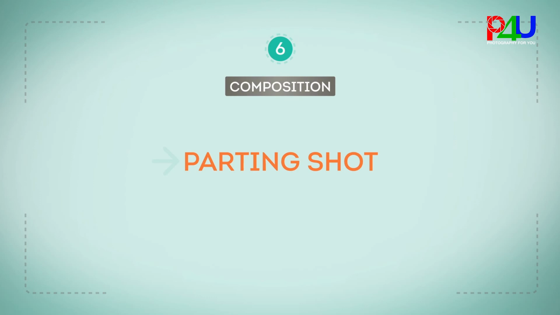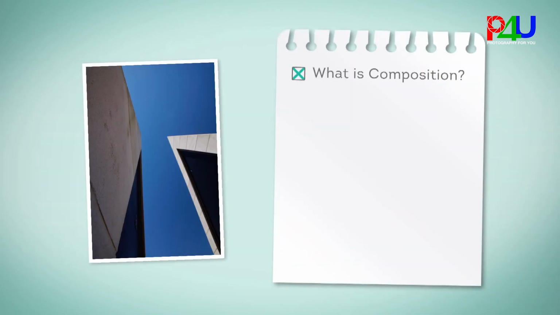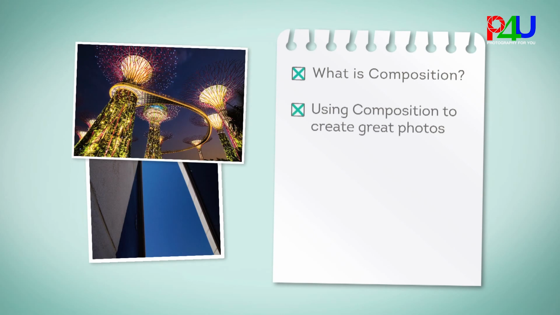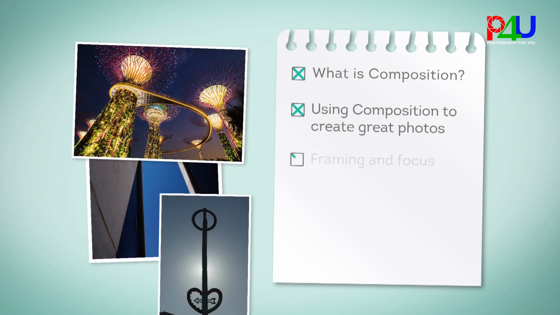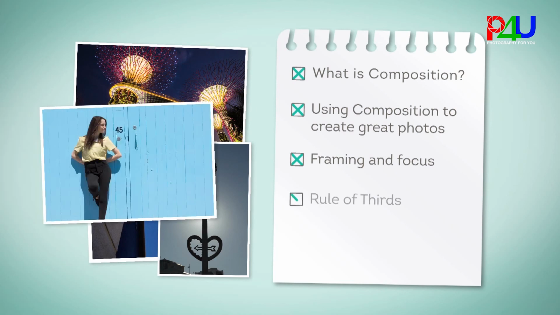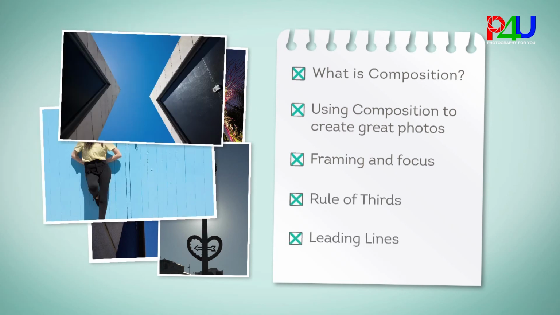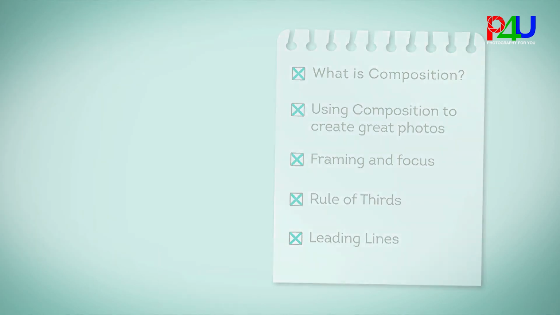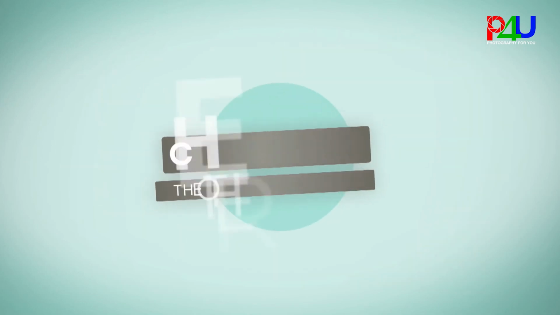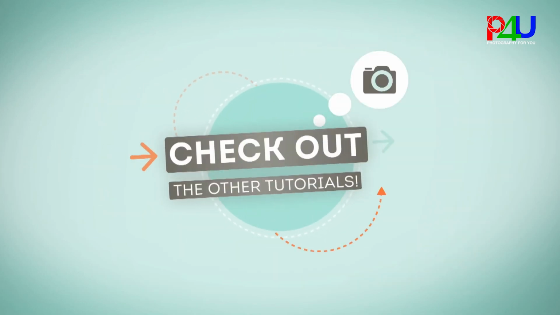Let's have a quick recap of the things we've learned in this tutorial. What is composition? Using composition to create great photos. Framing and focus. The rule of thirds. And leading lines. Now that you're familiar with composition, make sure you check out the other tutorials in the series and see how else you can take creative control of your camera.